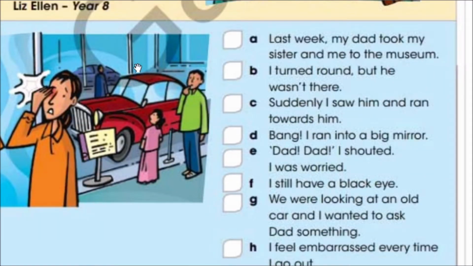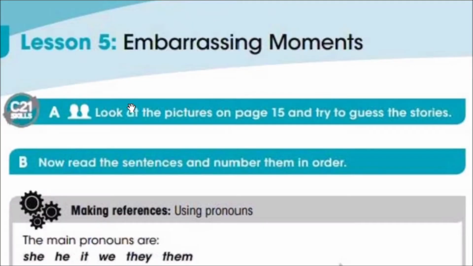What do you see in this picture? Very good. A girl, I think she bumped her head or her eye into something, and now she has like a black eye. This man is looking at her. Maybe he's worried. Now let's go back to the question on the first page.